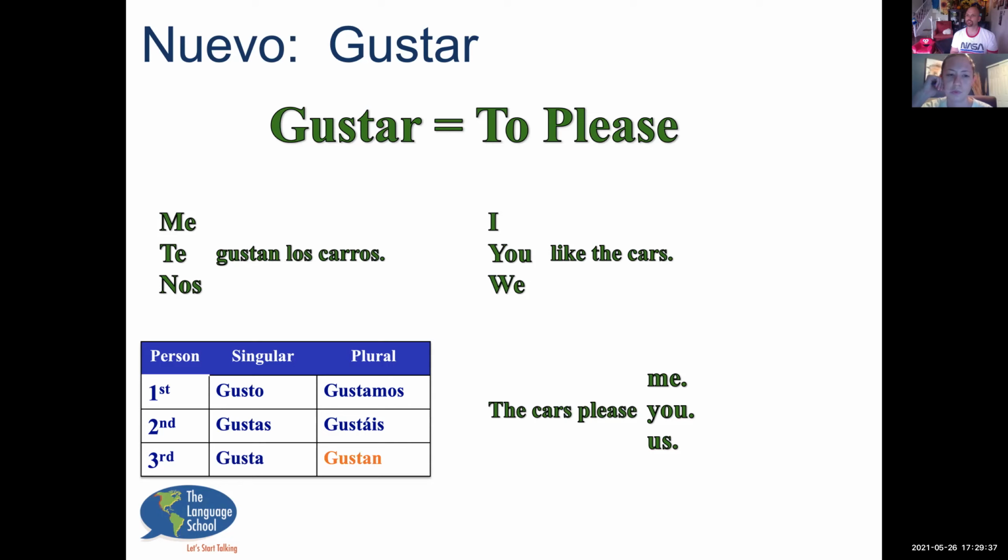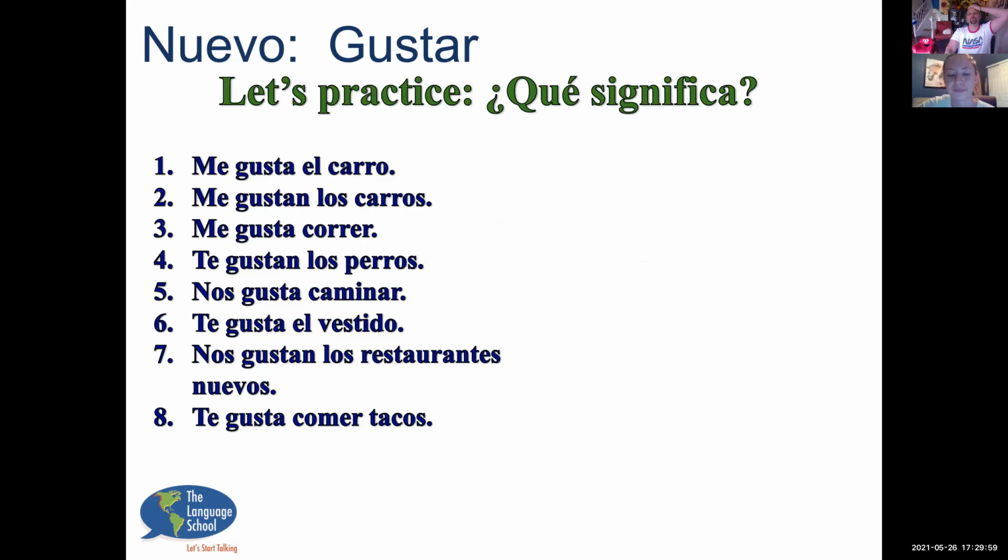Did you have a question? Yeah, is there ever a situation where you would use the other ones? There are. They're rare, but there are. And I believe I'm going to talk about them shortly. But it's very rare. So what do these mean? Me gusta el carro.